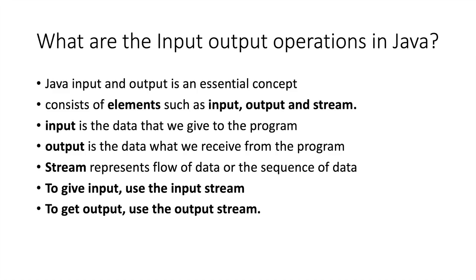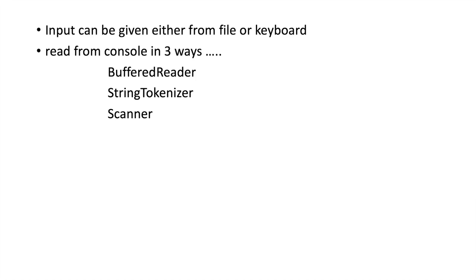Then you need to remember this: to give input, use the input stream, and if you want to get the output from the program, you need to use the output stream. This is the combination you need to use for input output operations in Java. And next, we need to see the ways you can get input from the console, during the command line.